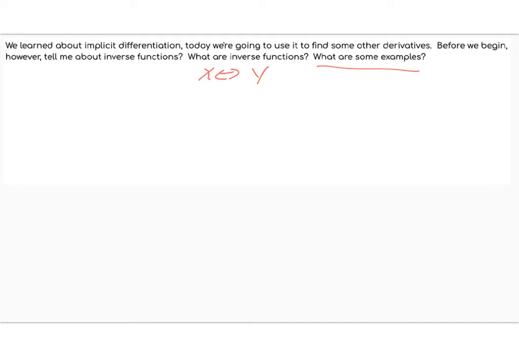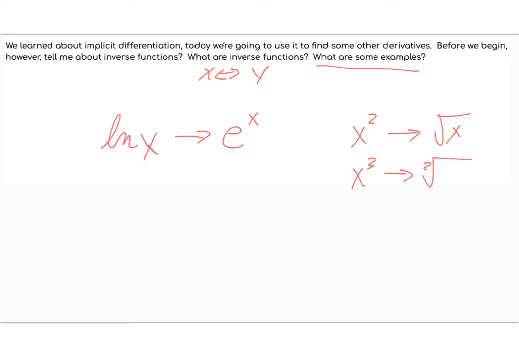If we're thinking of some examples, we think of things like the natural log of x and e to the x, which is definitely everybody's first example. Things like x squared and square root x with some limitations, x cubed and the cube root of x, and things like that. One of the ones that we're going to use a lot today is dealing with the natural log of things going forwards and backwards.